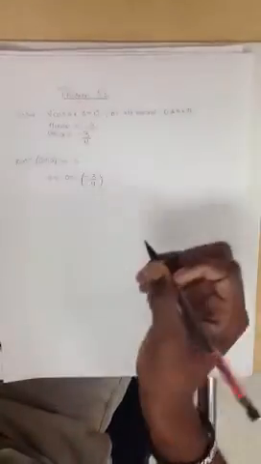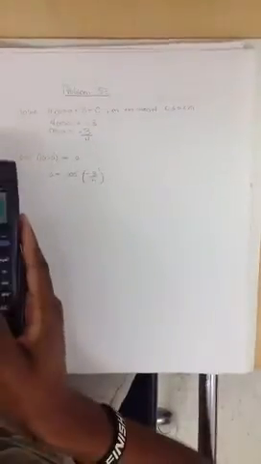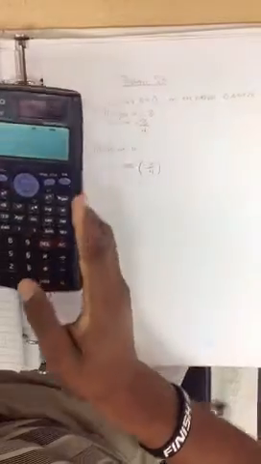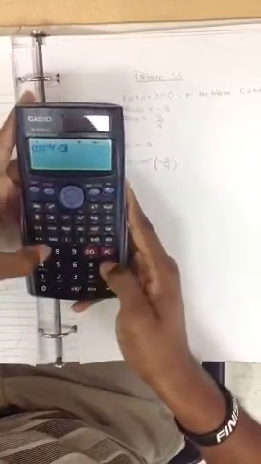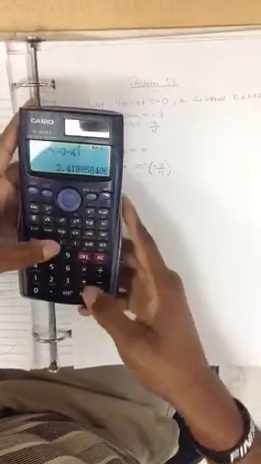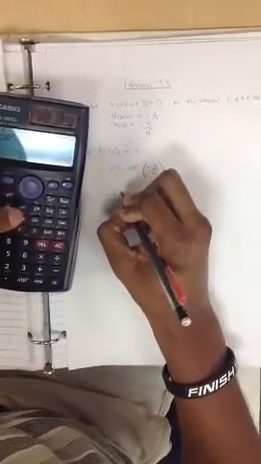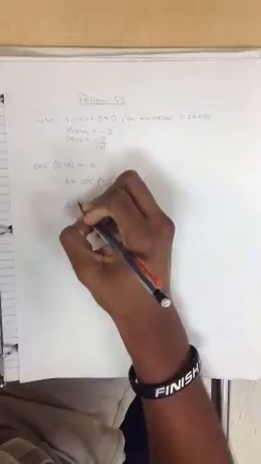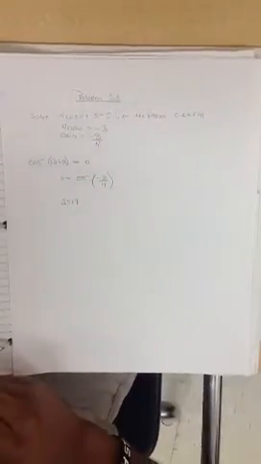Now this is a calculator problem, so we want to plug in the inverse cosine of negative 3/4 to find the value. And that gives us 2.419 rounded to the thousandths place. But that's not the only correct answer for this problem.